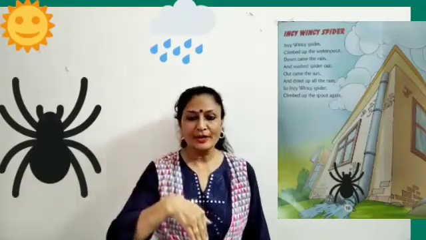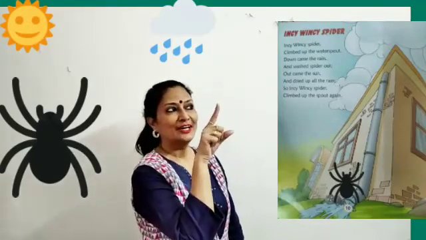Once again, let us revise this poem. Incy Wincy Spider climbed up the water spout. Down came the rain and washed Spider out. Out came the sun and dried up all the rain. So, Incy Wincy Spider climbed the spout again.